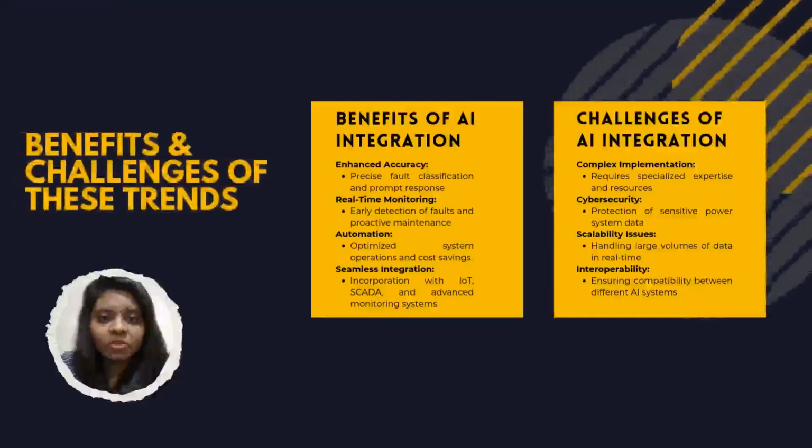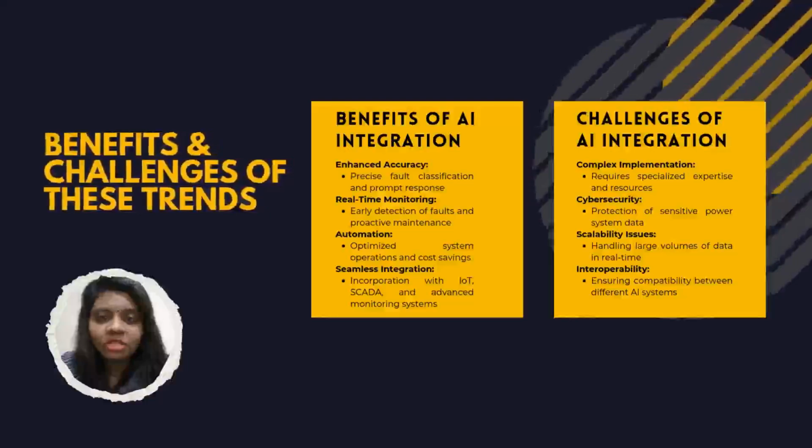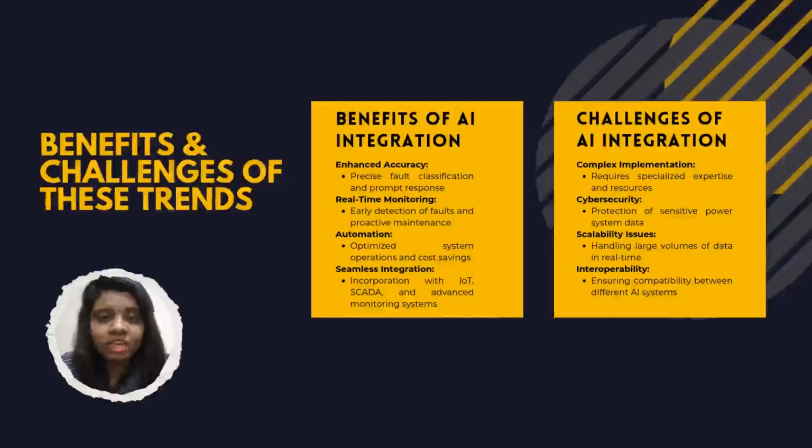Benefits and challenges of AI integration. The integration of artificial intelligence, AI, in power system protection offers several benefits. AI ensures accuracy by providing precise fault classification and prompt response. It enables real-time monitoring, allowing for early fault detection and proactive maintenance. Automation through AI streamlines system operation and results in cost savings. AI also allows for seamless integration with IoT, SCADA, and advanced monitoring systems, enhancing overall system functionality.